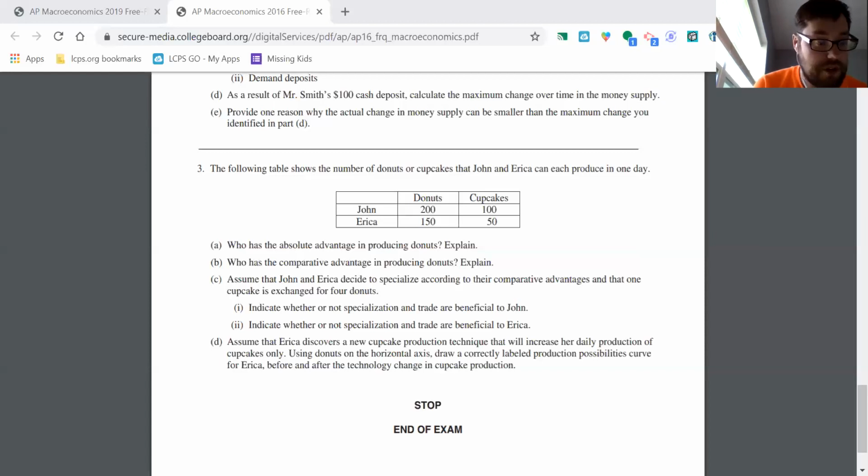Okay, so the question was, who has the comparative advantage in donuts, right? So we look at this column over here, and who has the lowest opportunity cost, right? So John's opportunity cost is 1/2 of a cupcake, but Erica's is 1/3, right? So Erica should be your answer to part B. And the reason would be because the opportunity cost of 1/3 cupcake is less than 1/2 for John.